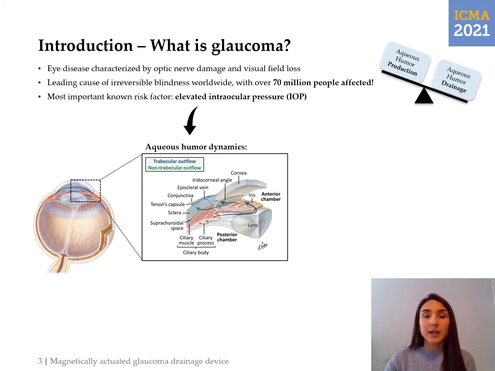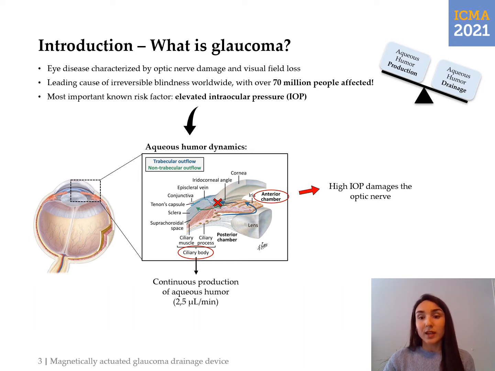The aqueous humor is produced at the ciliary body at a constant rate, and then it flows into the anterior chamber and drains out of the eye through some natural drainage pathways. However, if there is some sort of blockage in these drainage pathways, the fluid will then accumulate in the anterior chamber, which will lead to an increase in the intraocular pressure. This high intraocular pressure, this high IOP, can severely damage the optic nerve and lead to visual field loss and eventually to blindness if left untreated.